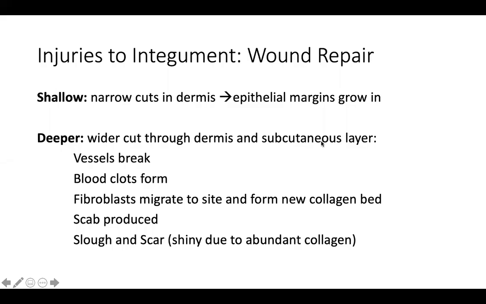So let's just pick up with injuries to the integument and wound repair, which we've looked at the processes several times now. A shallow, narrow cut in the dermis, the epithelial margins can grow in well. If it's a deeper, wider cut through the dermis and then the subcutaneous layer, then we're going to have more pathology and then more action.